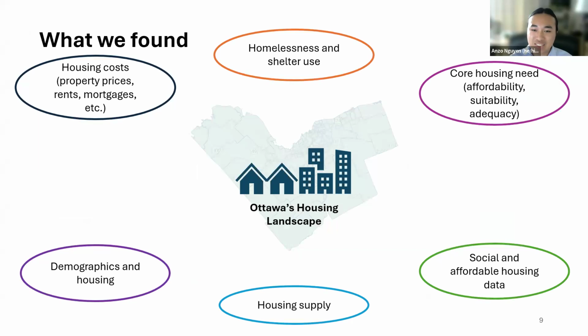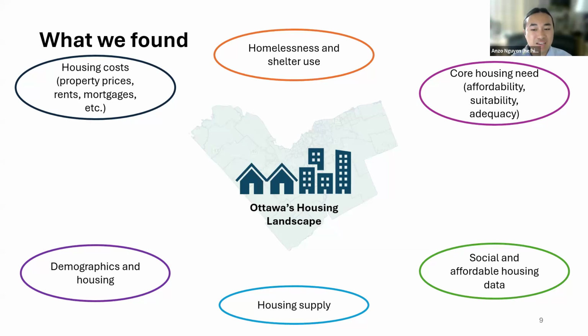So, as is the case with almost every major city in Canada, Ottawa has been facing a housing crisis in recent years, to the point where in 2020, the municipal government declared a housing and homelessness emergency. And so we see here on this slide that housing has many different dimensions and aspects, and they all make up the housing landscape of Ottawa.